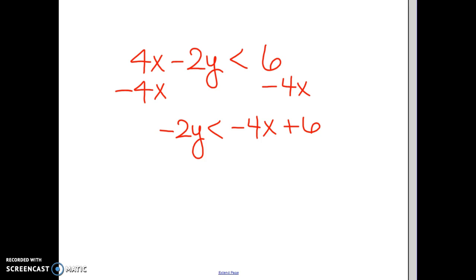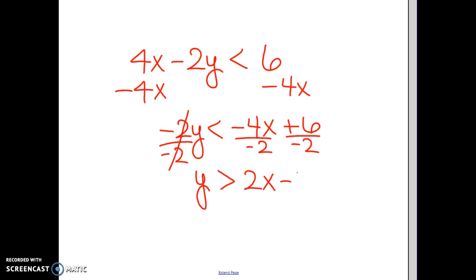This time when I divide every term, I'm dividing by negative 2. And I do know that when I divide by a negative number, my inequality sign must flip. It must turn around. So I have y is greater than 2x minus 3.